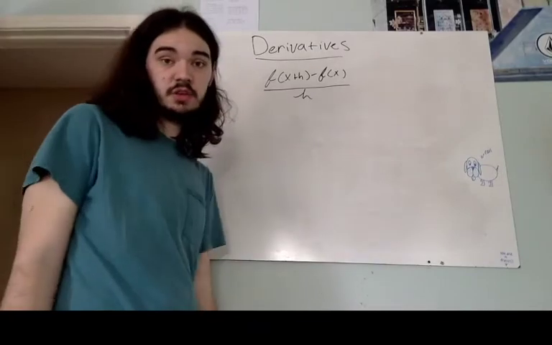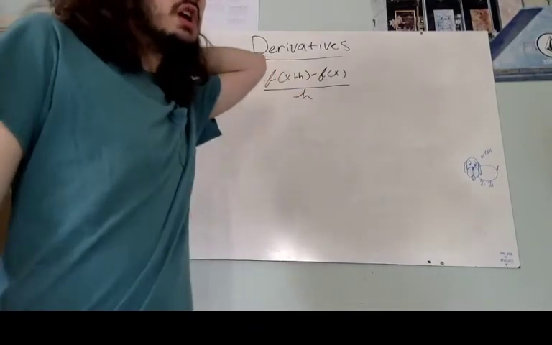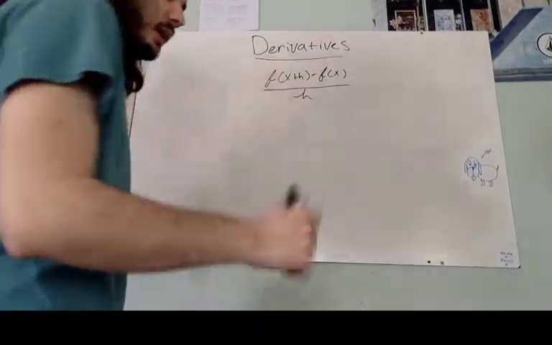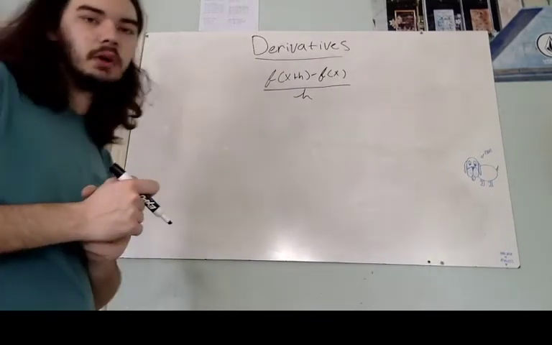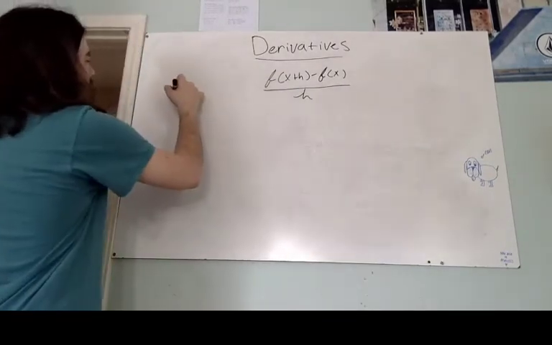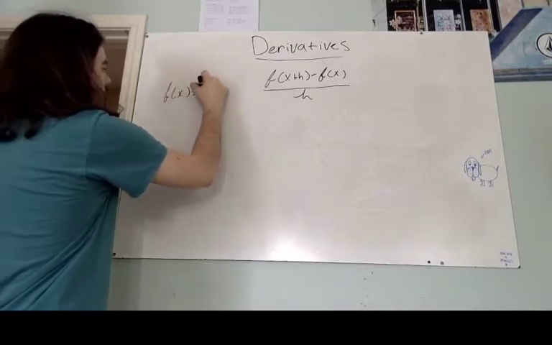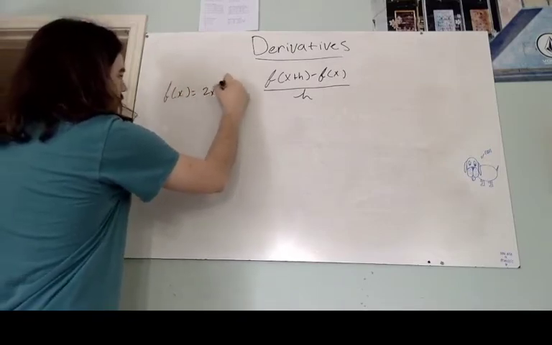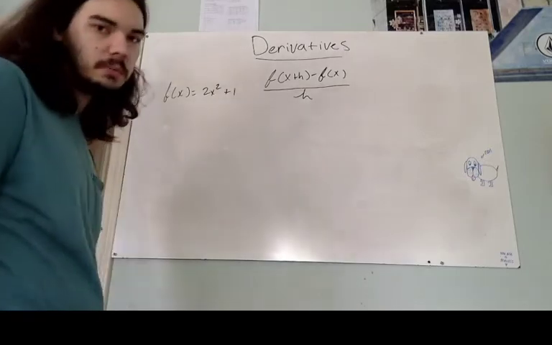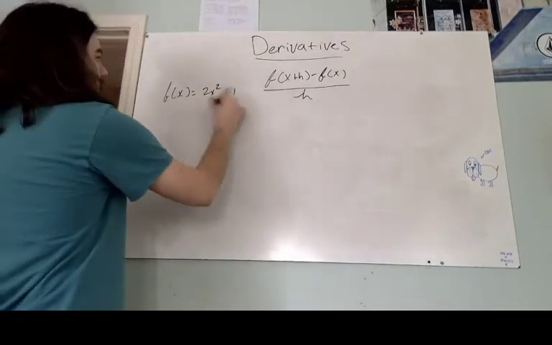So now, why is this information useful? How can we put this to use? So let's say that we have the function, let's go back to something like this. F of x equals 2x squared plus 1. So that's going to be a parabola, right? So let's figure out the derivative of this.